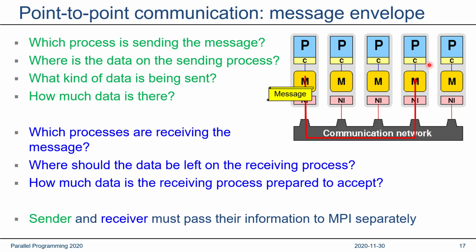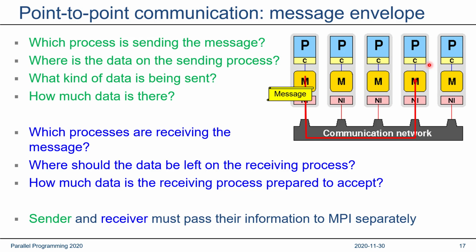Where's the data on the sending process? A sending process has an address space, and I have to specify where the data is that I want to send. What kind of data is being sent? I told you in the beginning that MPI is designed for heterogeneous systems. So how data items are stored in memory may depend on the architecture. So I have to give MPI the information which data types are there to be sent.